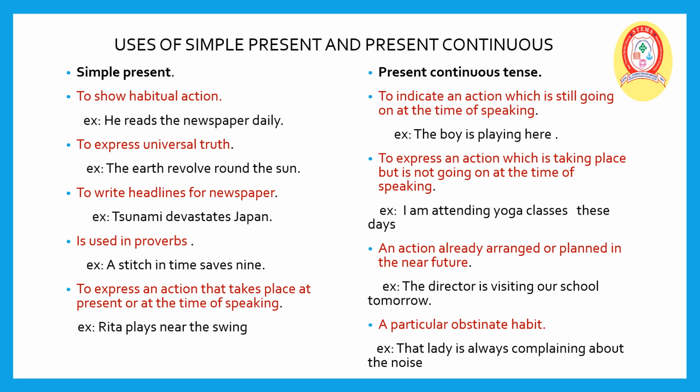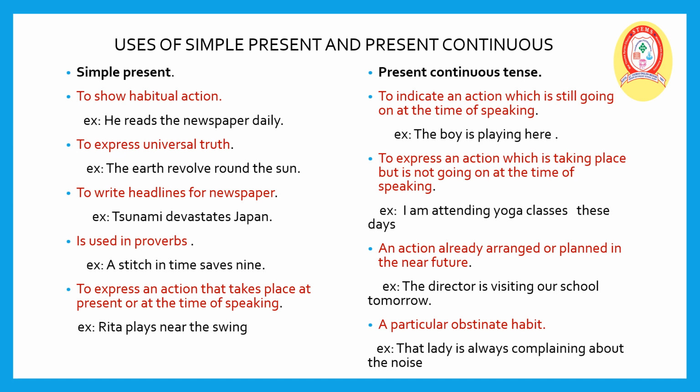It's a proverb. To express an action that takes place at the present or at the time of speaking. Rita plays near the swing. Here, an action is taking place at the present or at the time of speaking. When I'm speaking, that action is going on. So it's been done by that person. Rita plays near the swing. She's on the swing and she's playing on that swing.